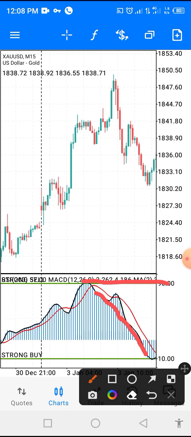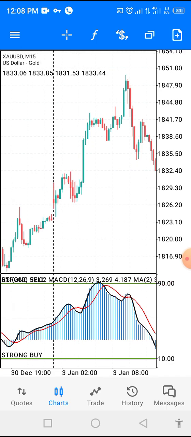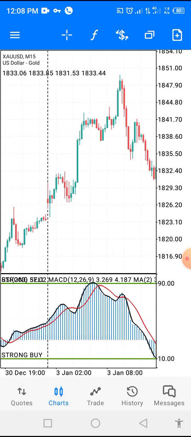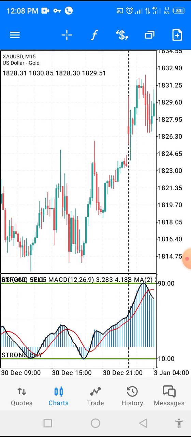For me, I always enter the market or enter a trade when I see that the trend of the MACD is close to or at the 90 level, then I will enter for a sell, or is at the 10 level, which is below, then I'll enter for a buy.